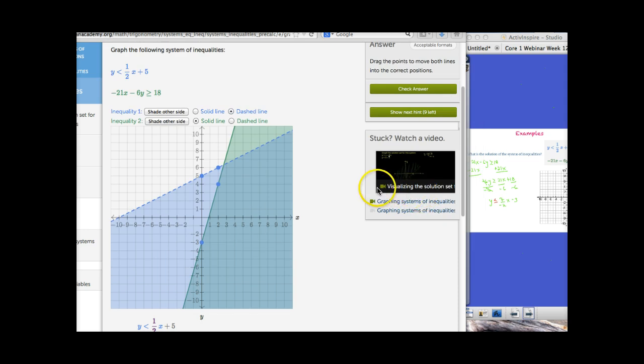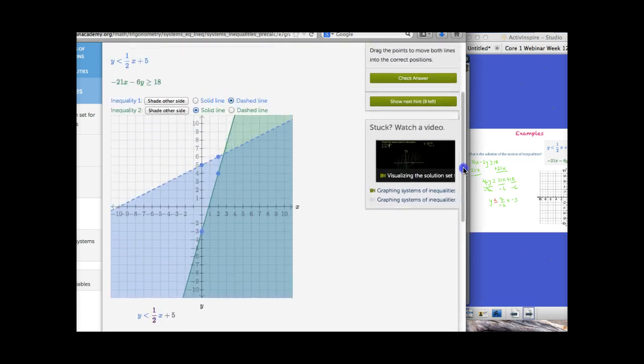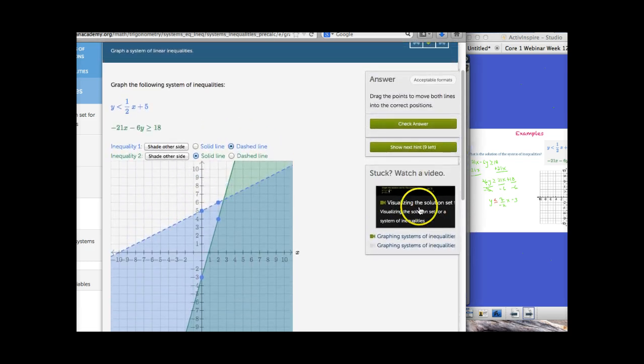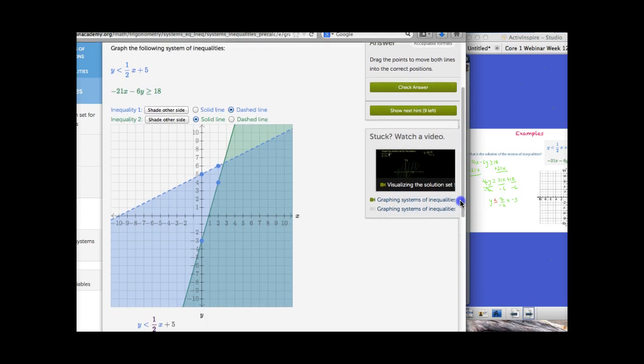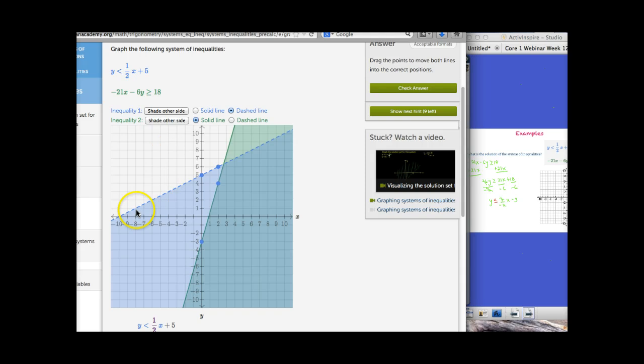So there's a couple things you can do when you don't get it right. And we know we only need 3 of these. So we could go ahead and show hints. As you click on that, your hints will display down below. You can also watch a video. There'll usually be a video that you can watch, or we can double check our equations. Well, let's double check the lines.